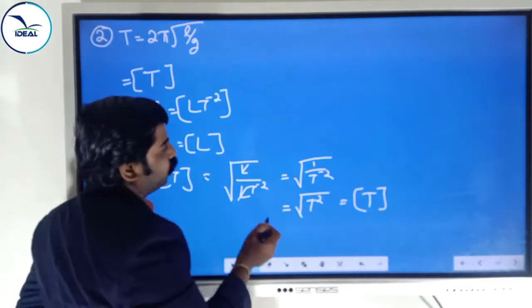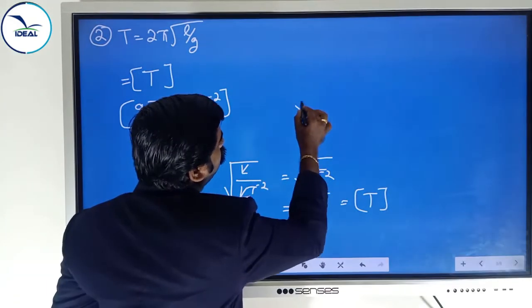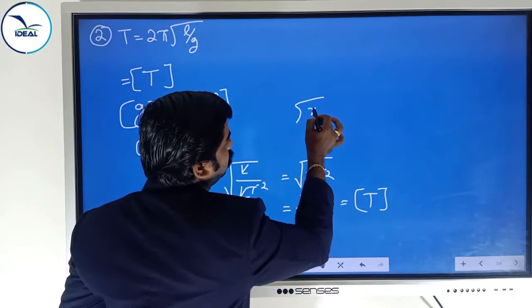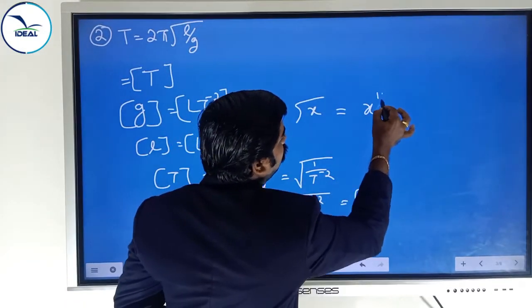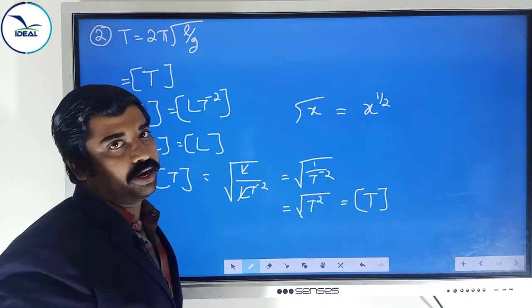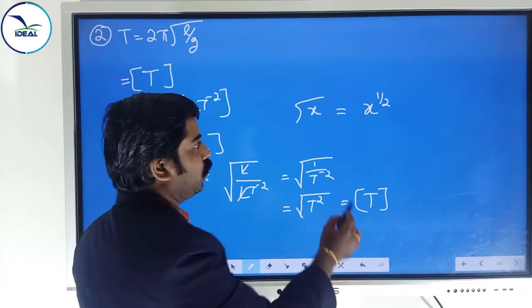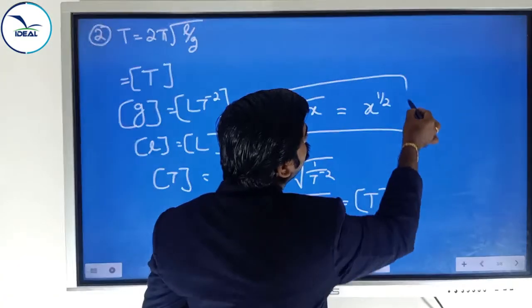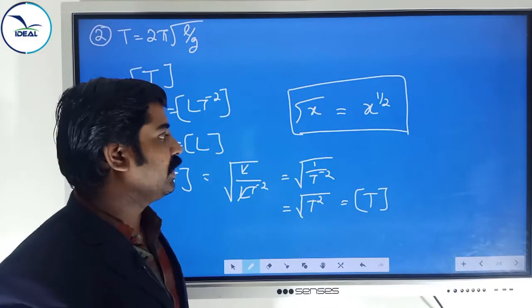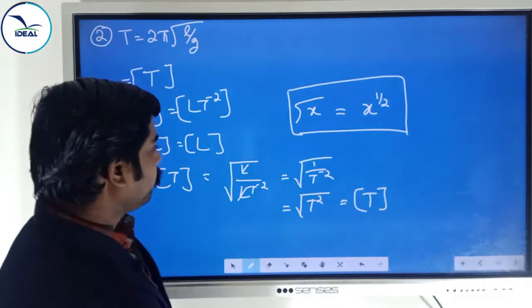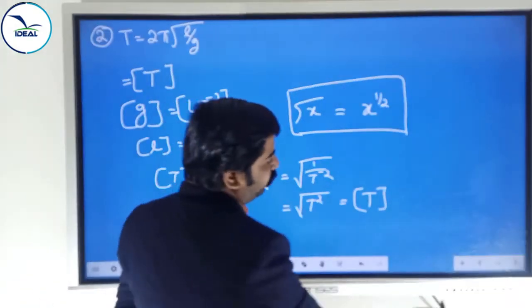In the case of a root, we can write root of something. If there is a root of x, then we can write it as x raised to 1 by 2. Root x equal to x raised to 1 by 2. Likewise we can represent. Okay, clear? Then we can go for the next question.